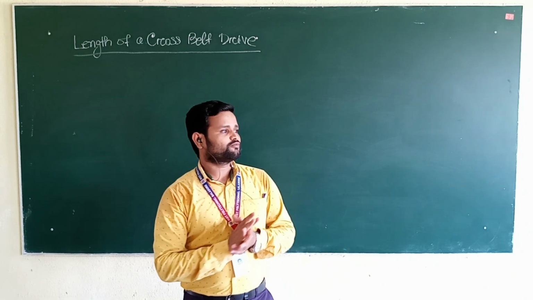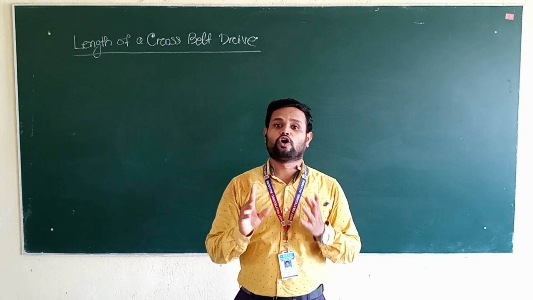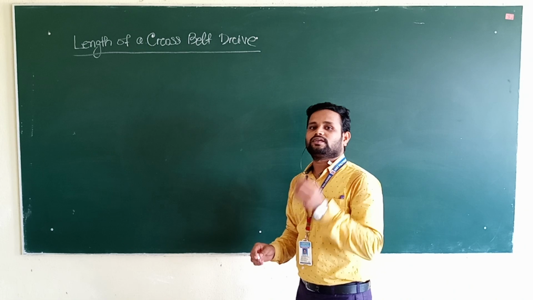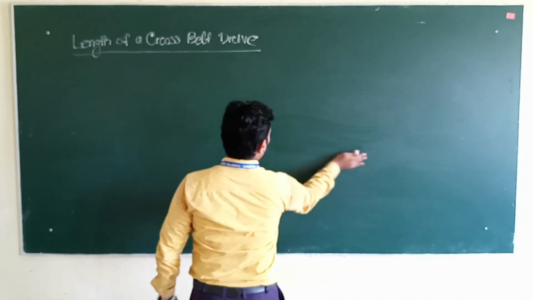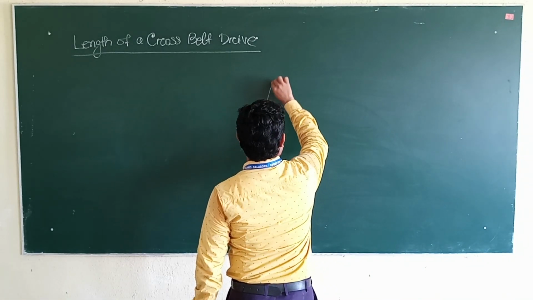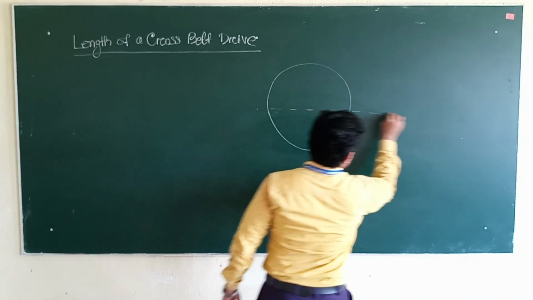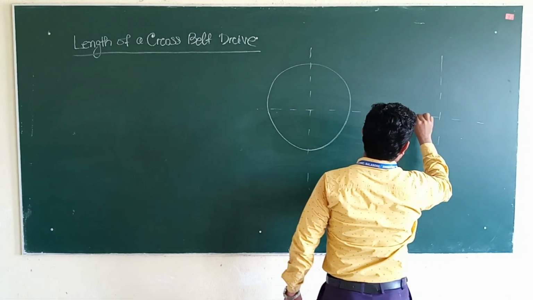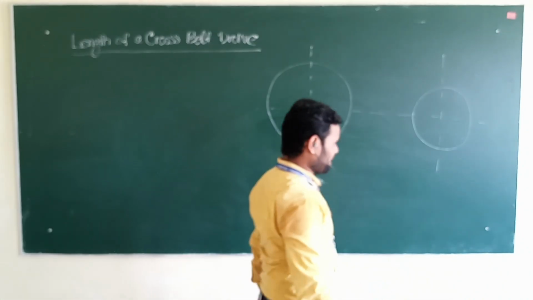So we know that in case of cross belt drive, the direction of rotation of driver pulley and the driven pulley are opposite. That means if the driver pulley rotates in the clockwise direction, then the driven pulley rotates in the anti-clockwise direction. So let's see the figure of a cross belt drive. All of us know that the direction of driver rotation is opposite to the direction of rotation of follower. So this is the driver or bigger pulley, or larger pulley, and this is the smaller pulley, or we can say driven or follower pulley.